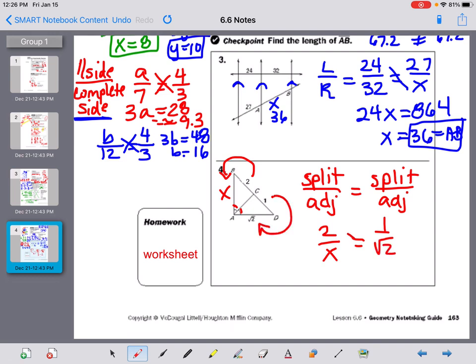I cross multiply my extremes, 2 times square root of 2, because they are not both the same, I just hook them together. And 1 times x is x. I'm done.